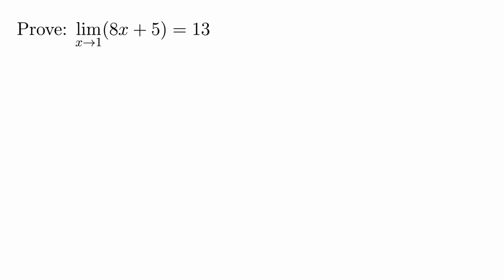Here we want to prove that the limit as x goes to 1 of 8x plus 5 is 13. And first, it's helpful to note that this is obviously true. If we, for instance, plug in 1 for x, we can see that this limit quickly evaluates to 13. So we can see that it's true, but how do we prove that it's true mathematically? Let's use the epsilon-delta definition of the limit to prove that this is true.